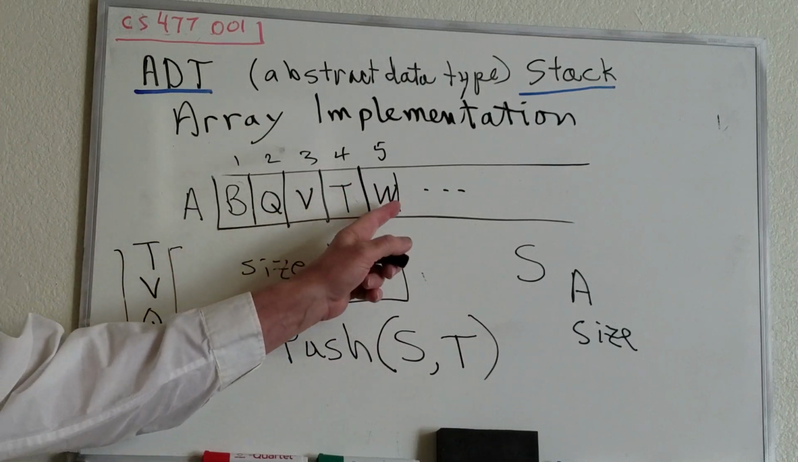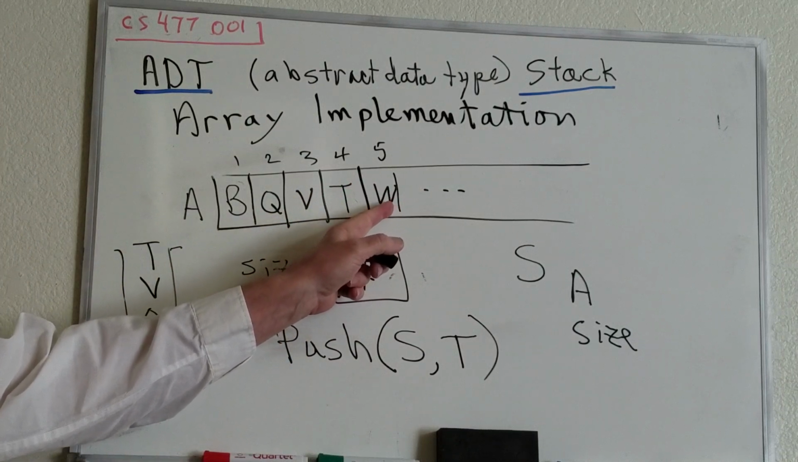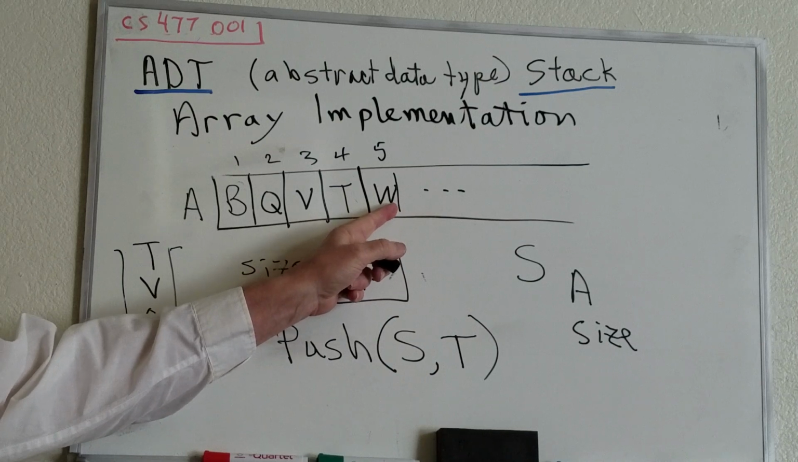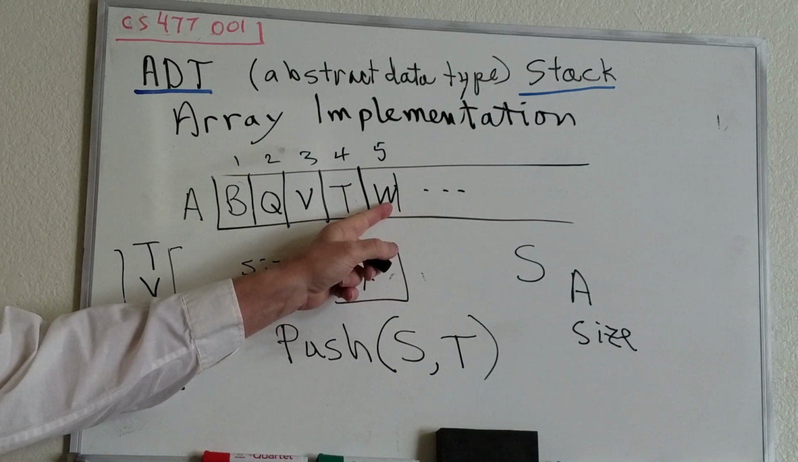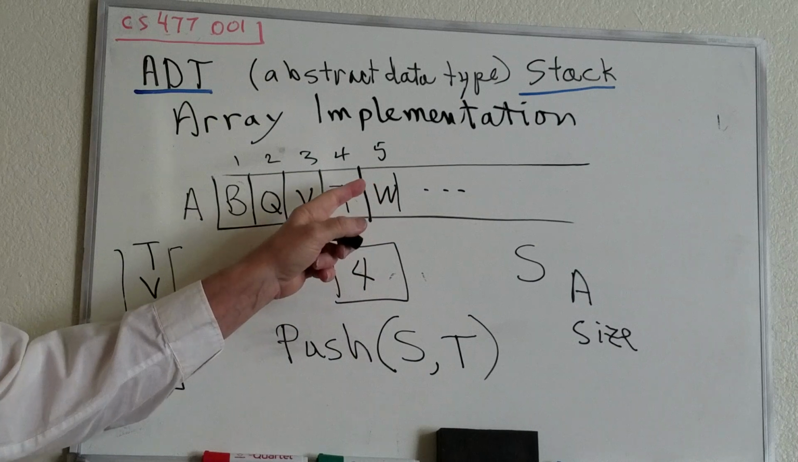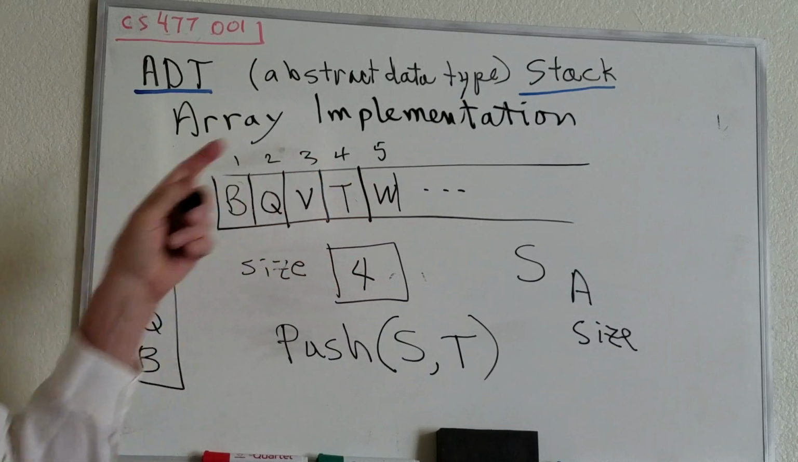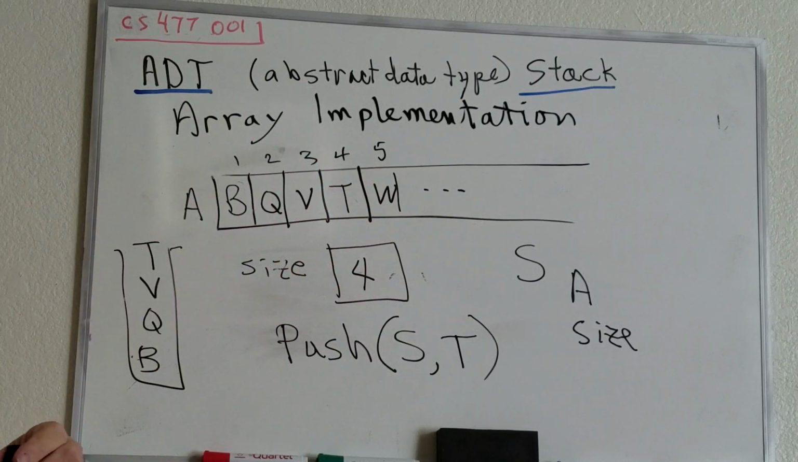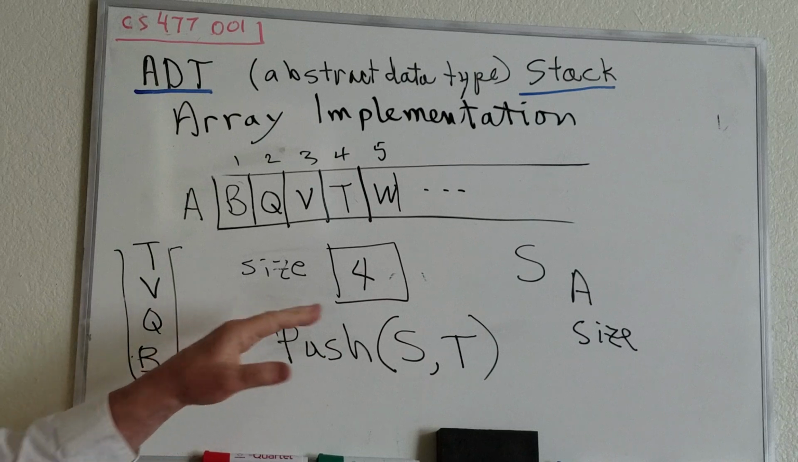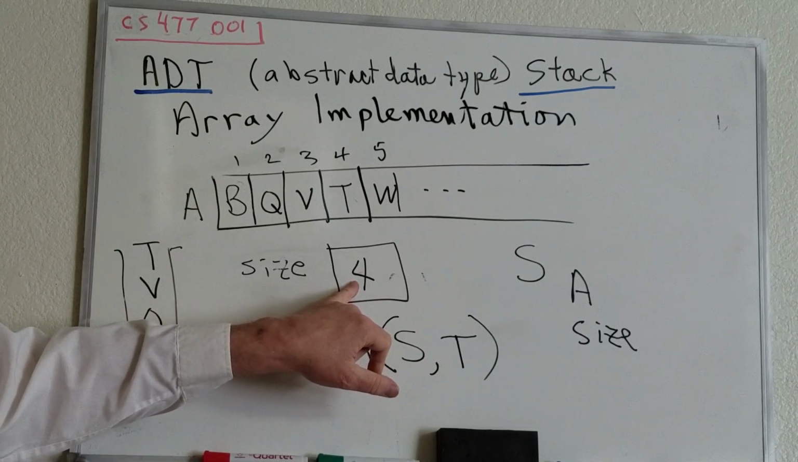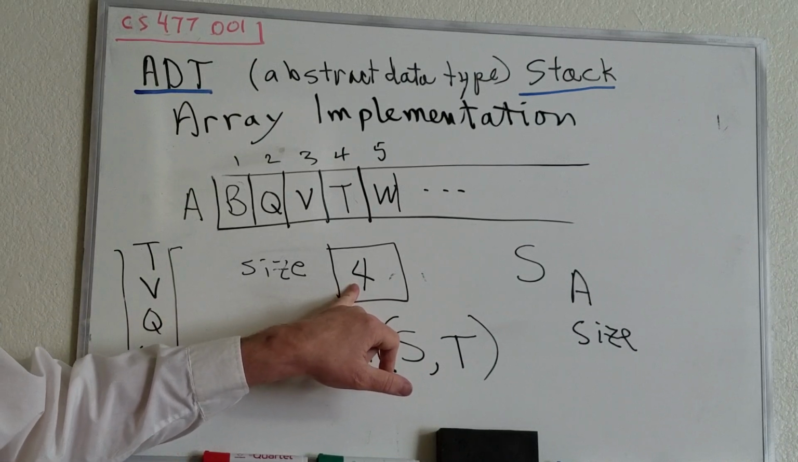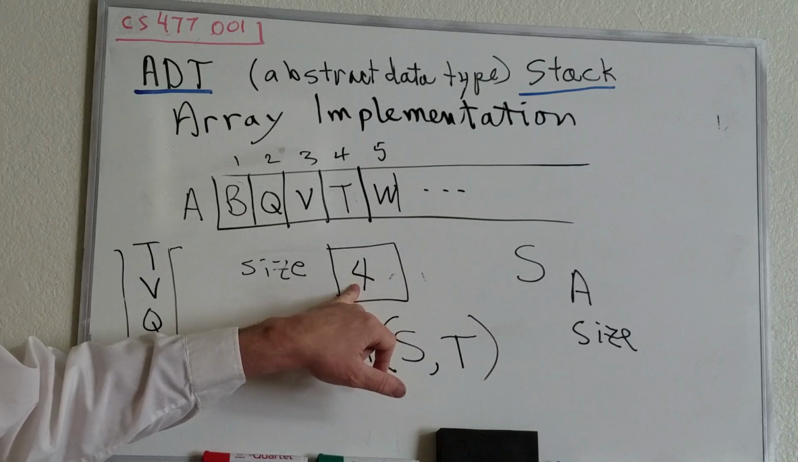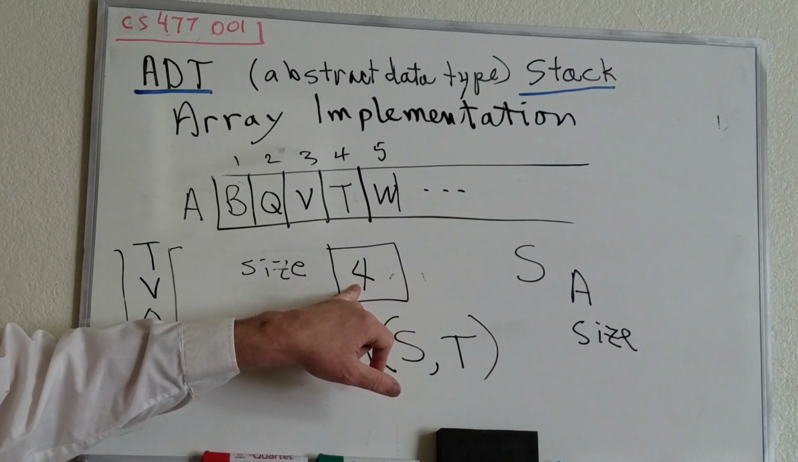Now the W could be there because the stack was once that size, but that doesn't matter because we're never going to read it. We don't have to delete things when we pop. We simply are never going to read them again. How do we insert? I already told you that. How do we test that it's empty? Well, we look at the size field. If that's 0, then the stack is empty.